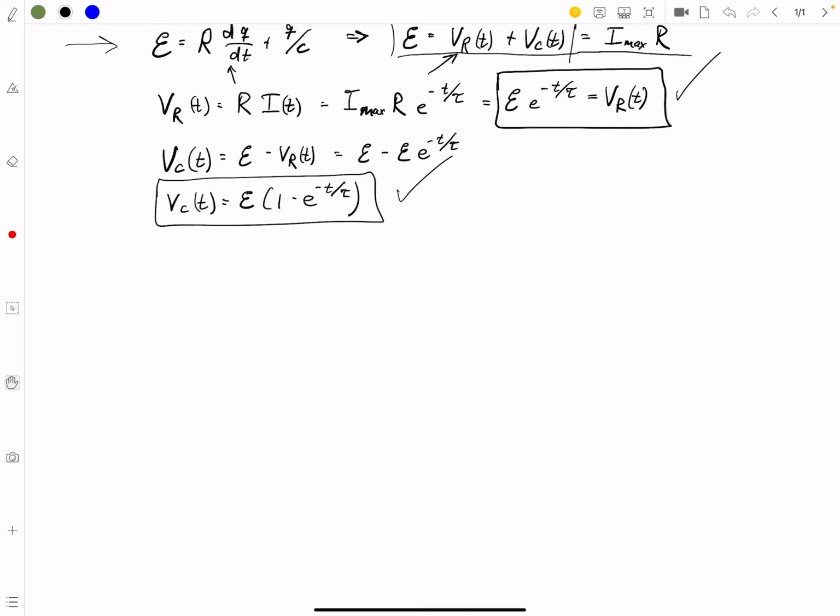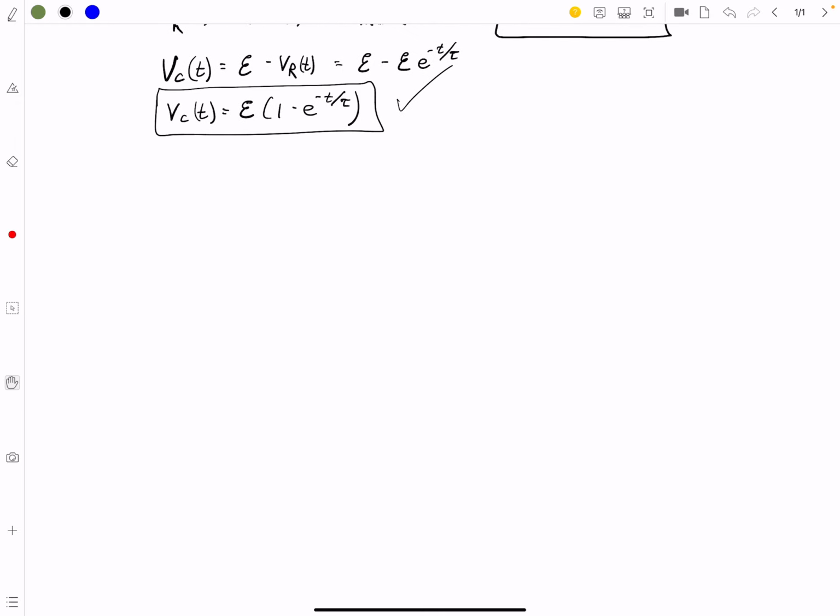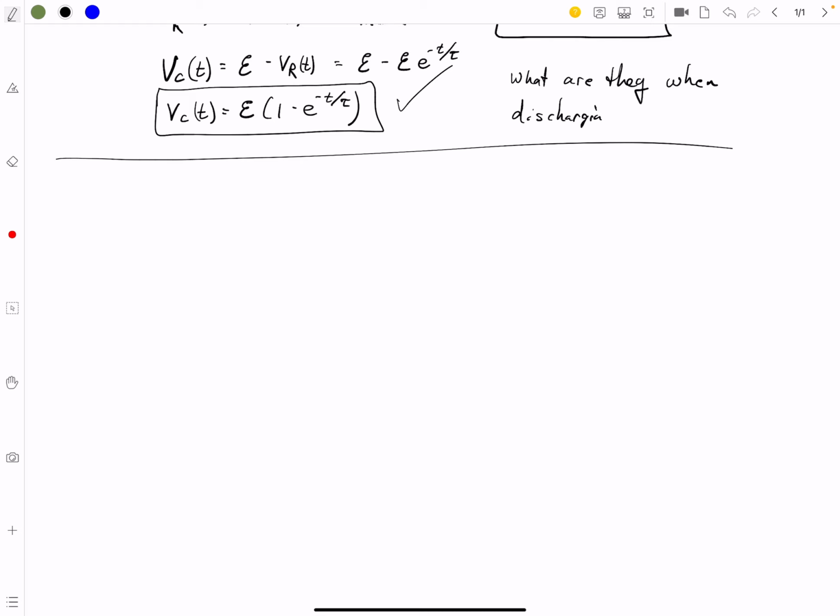Okay, so what's our next move? Maybe your next move. What are they when discharging the capacitor? And I'm not going to do it. I'm going to leave that to you guys. What are they when discharging the capacitor?